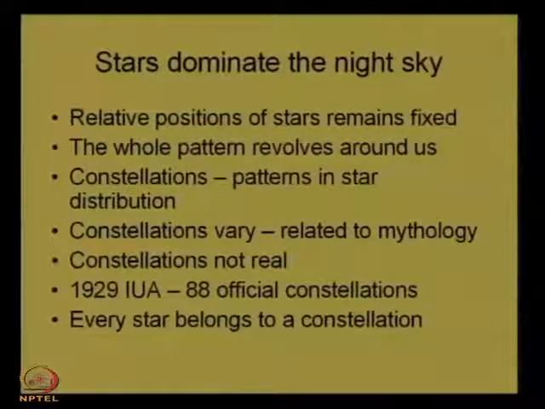And in 1929 the International Astronomical Union, the IAU, fixed the 88 official constellations. So all the stars in the sky were divided into 88 official constellations. These are now officially accepted as defined by the International Astronomical Union. The boundaries have been fixed, and every star now belongs to some constellation or the other. So it covers the entire sky. Okay, and there are 88 of them. So if you wish, you can look up the names of these constellations, they are available.